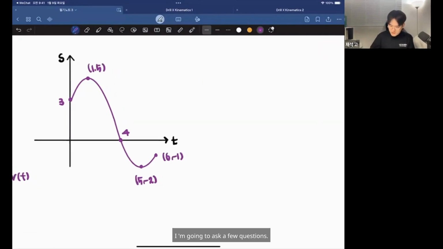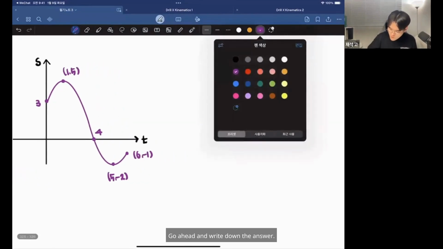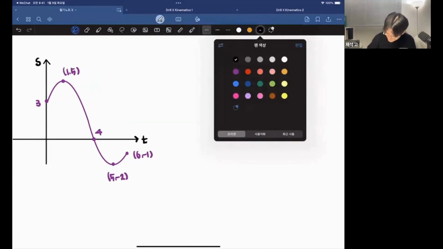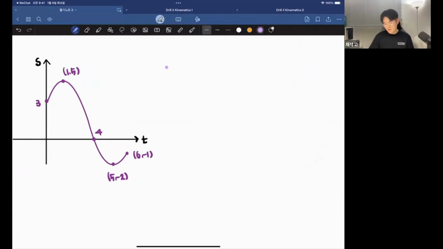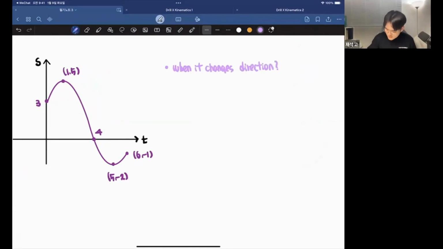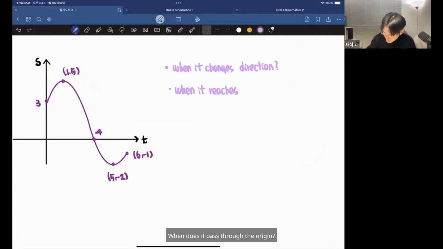I'm going to ask a few questions. Go ahead and write down the answer. First, when do we change direction? Look at this position graph and think about it, guys. When do we change direction? When does it pass through the origin?